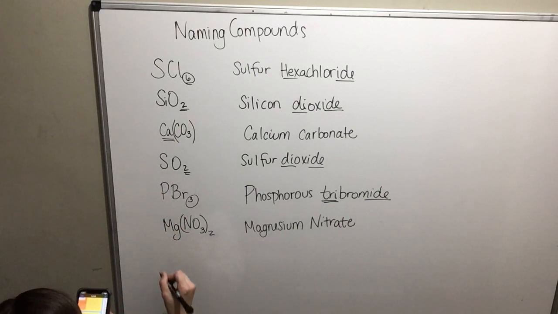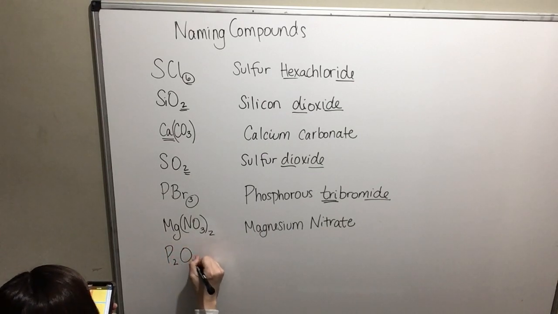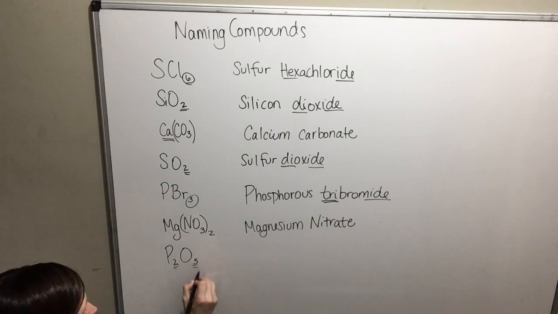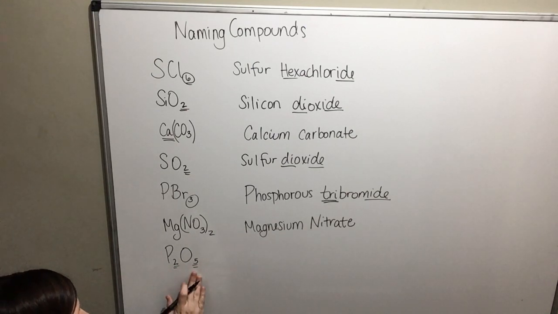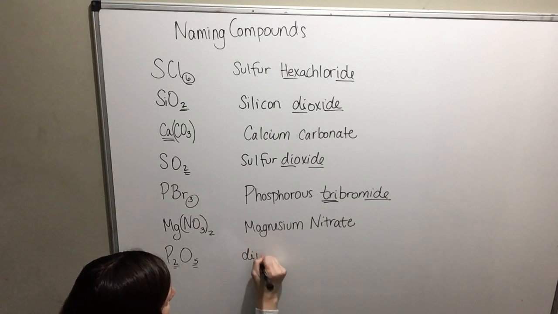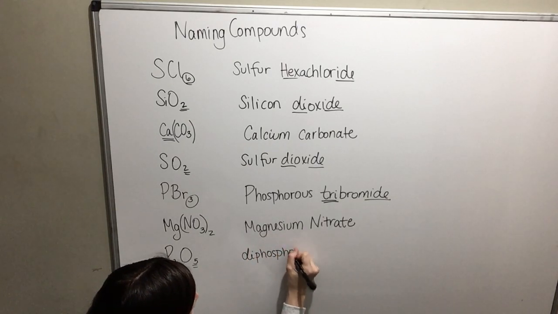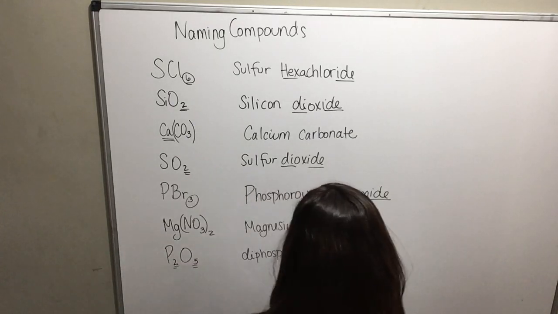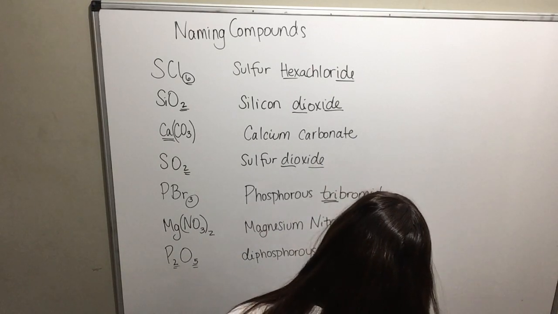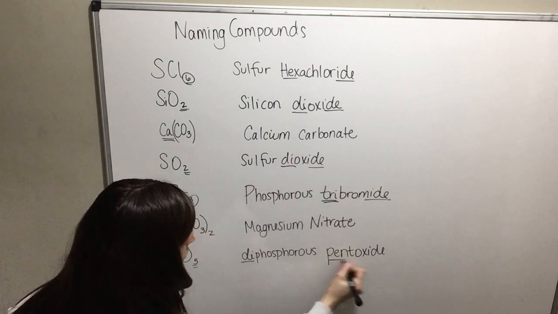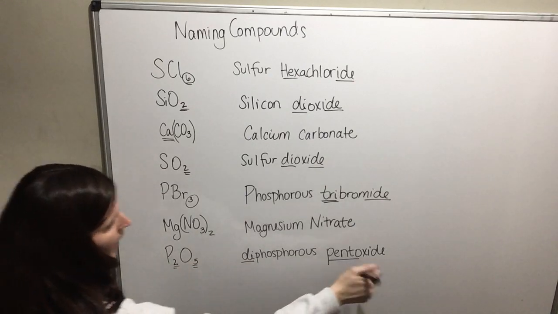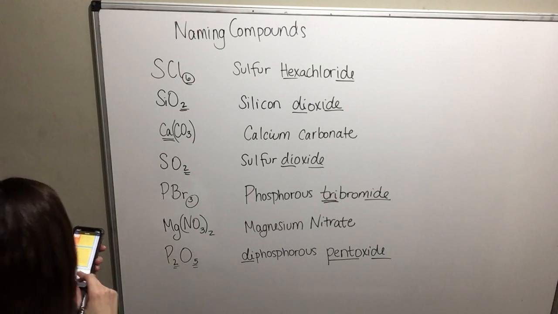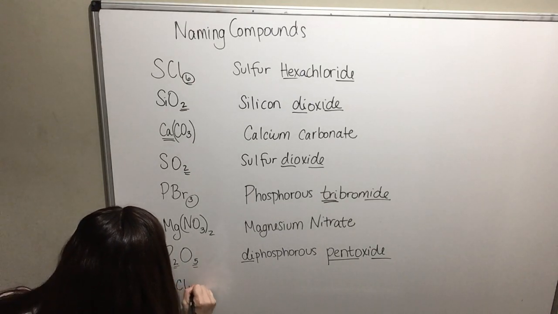Okay, next one should be P2O5. So now in this one, there's two numbers here. This is going to be covalently bonded, so we're going to do diphosphorus pentoxide. Okay, di means 2, pent means 5, ide is added to the oxygen. So diphosphorus pentoxide. And the last one is CCl4.